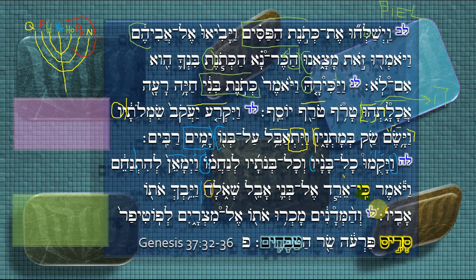Verse Lamed Vav, 36. V'hamidanim machru oto el Mitzrayim. Now the Midianites, they sold him unto Mitzrayim, Egypt, to Potiphar. This is actually a nice Egyptian name. In Egyptian, the name is Potiphera, right? We're going to be getting into this stuff.